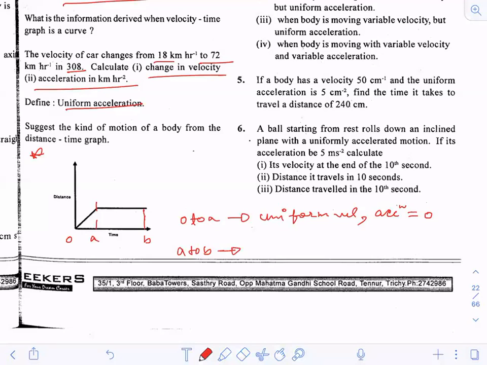Now, A to B. From A to B, is this body making any displacement, or is this body moving? Yes or no? No, this body is not moving. So what is the distance traveled now? What is the distance traveled?